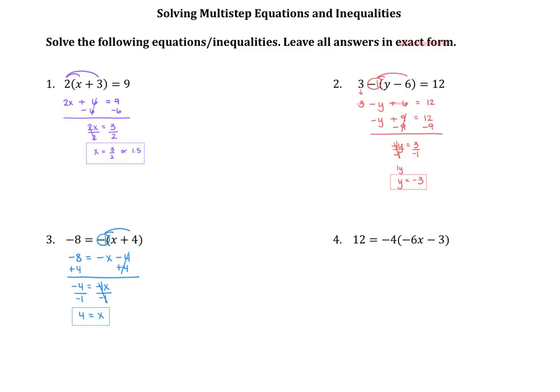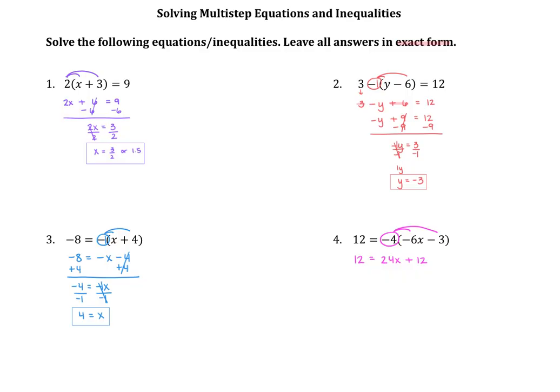Number 4, simplify the left first, but there's nothing I can do, so I'm just going to drop it down. On the right, I can distribute that -4. -4 times -6x gives me a +24x, and -4 times -3 gives me a +12. Nothing else I can simplify on the right-hand side.